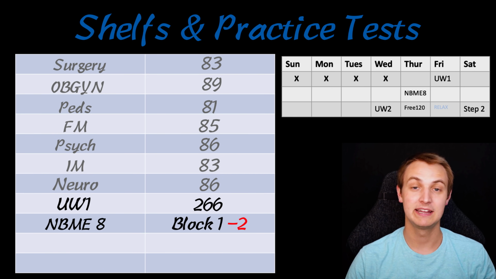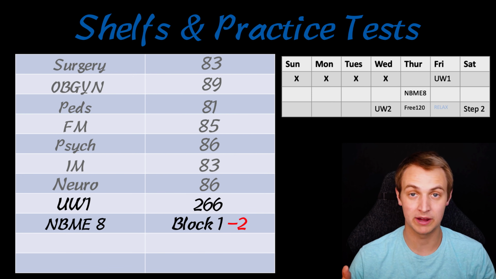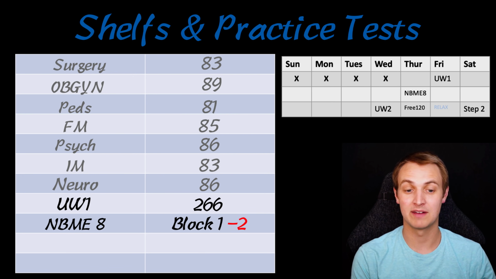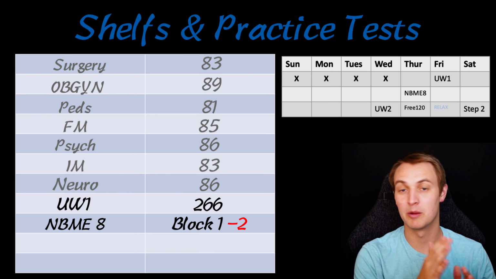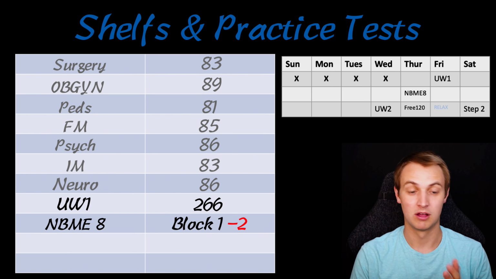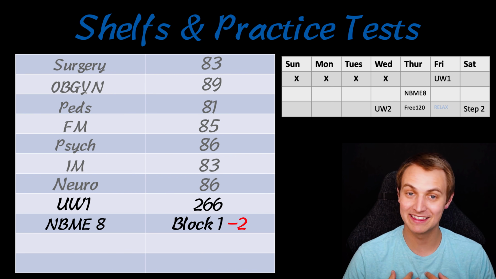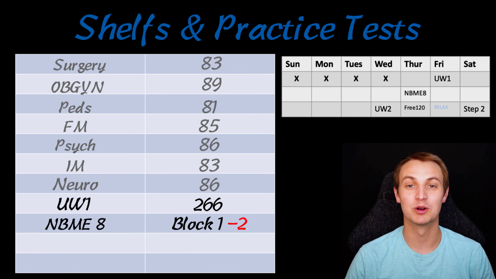NBME 8, I did the first block. I missed 2 questions. I felt like the questions were super easy. I talked to our academic advisor after finishing the first block, and he said, if you don't need to know where you are baseline-wise, those tests are not very predictive at all. 6, 7, or 8 of the NBMEs, they're just not very predictive, and they're not great tests. And so I just stopped doing the test. I finished the first block, and I was like, I'm not learning anything from this. So I stopped, and I just did UWorld questions the rest of the day, and I think that was smart.